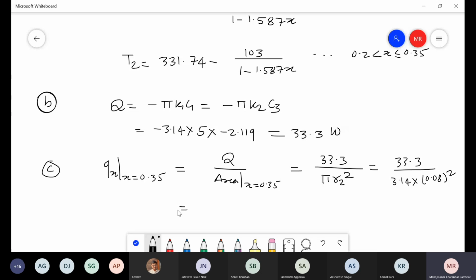Can anybody tell me the values? Is it correct? Yes. Okay. So we can move to the next part based on this.